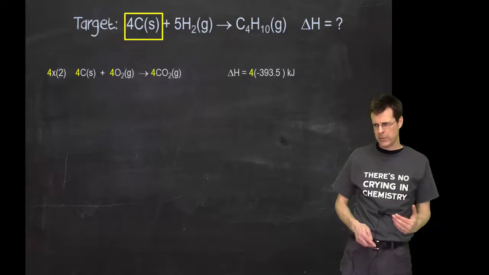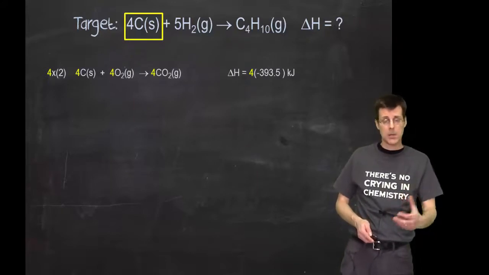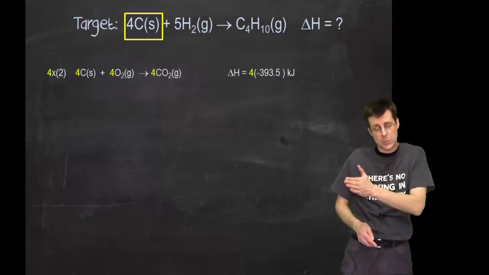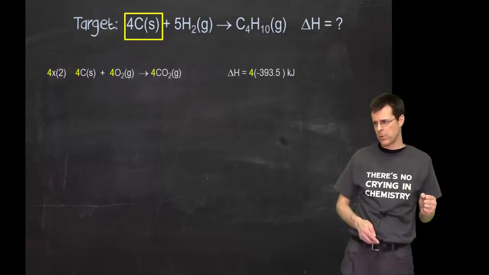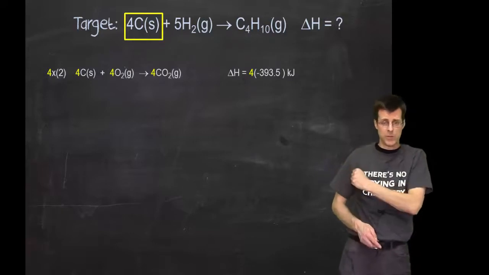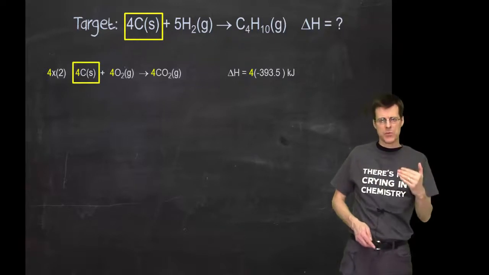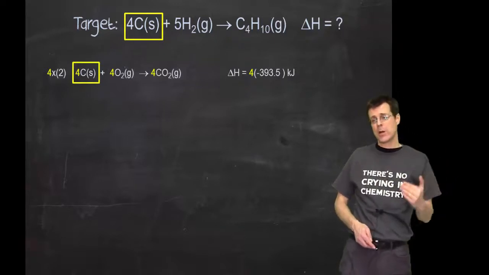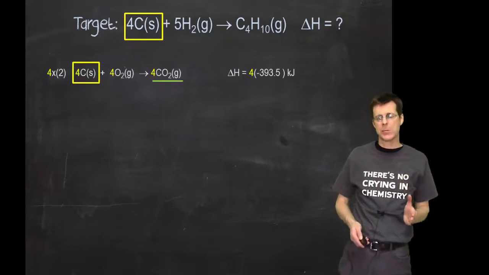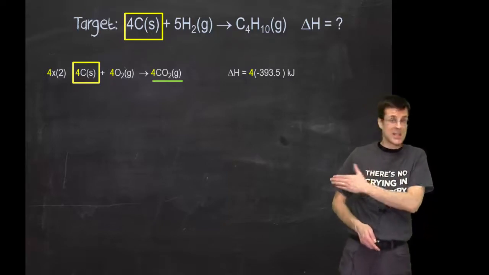If I look at what I'm given, reaction number 2 had it as a reactant. It just didn't have enough. So I take reaction number 2 and I multiply everything in reaction 2 by 4, and what I end up with is multiplying also the energy by 4. That gives me the 4 moles of carbon in the reactant side where I need it. But as in doing that, it generates, let's call it a slight problem. I now have 4 moles of carbon dioxide on the products, and I don't want that.